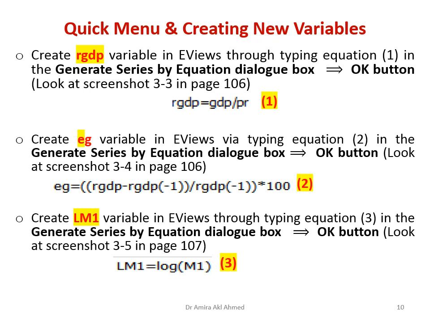To create the real GDP variable in EViews, we type equation 1 in the Generate Series by Equation dialog box. We then hit the OK button. Note that RGDP is the new variable to be generated from the two existing series, which are the nominal GDP and the price level.